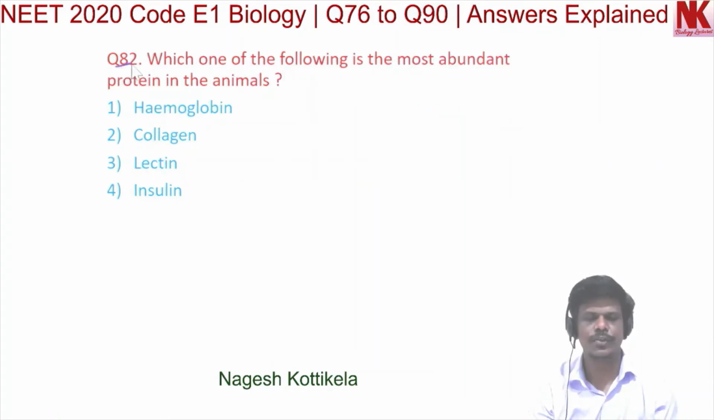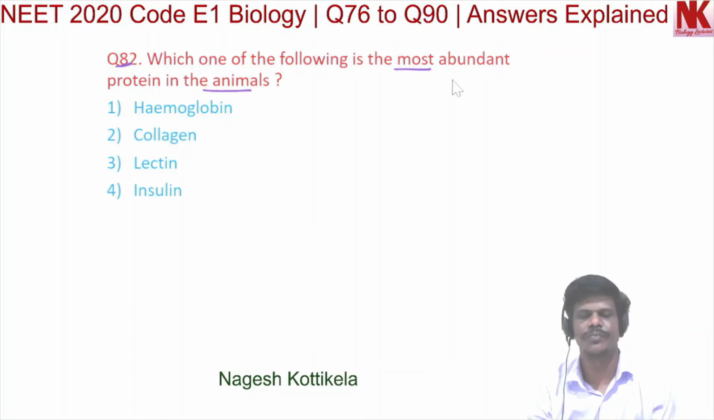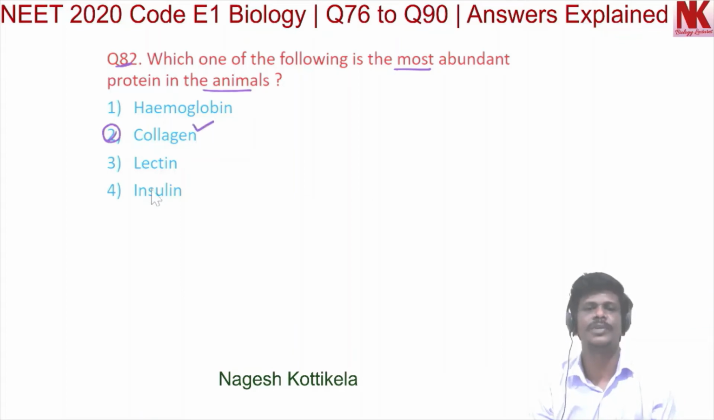Question number 82. Which one of the following is the most abundant protein in animals? So here the options are option 1 hemoglobin, option 2 collagen, option 3 lectin, and option 4 insulin. Among the given options, option 2 collagen is the right option. Collagen is the most abundant protein in animals. Now, moving to the next question.